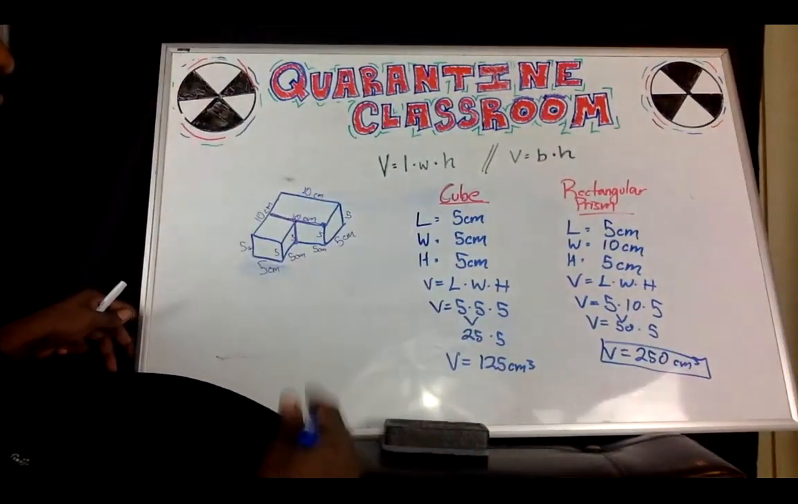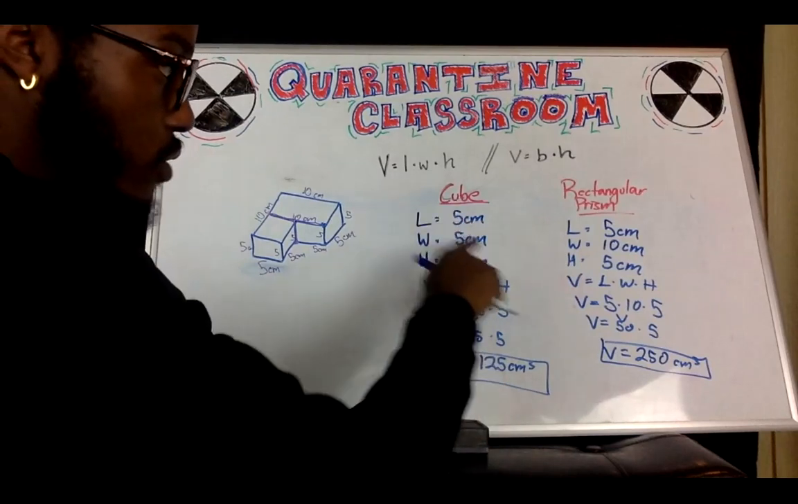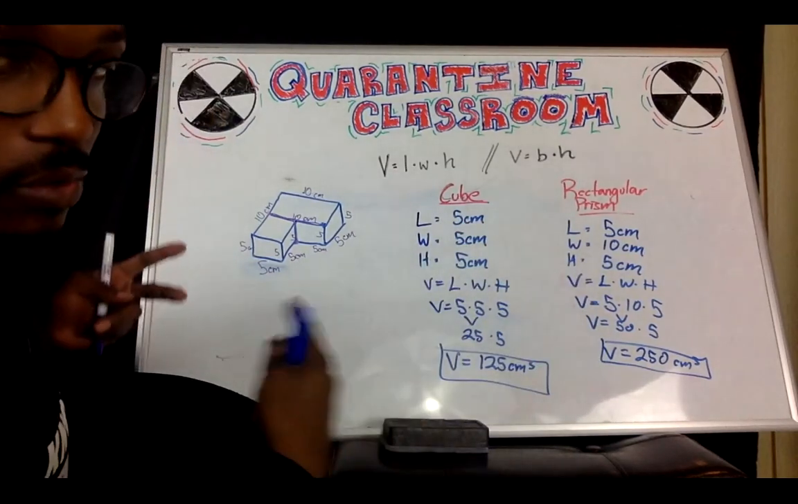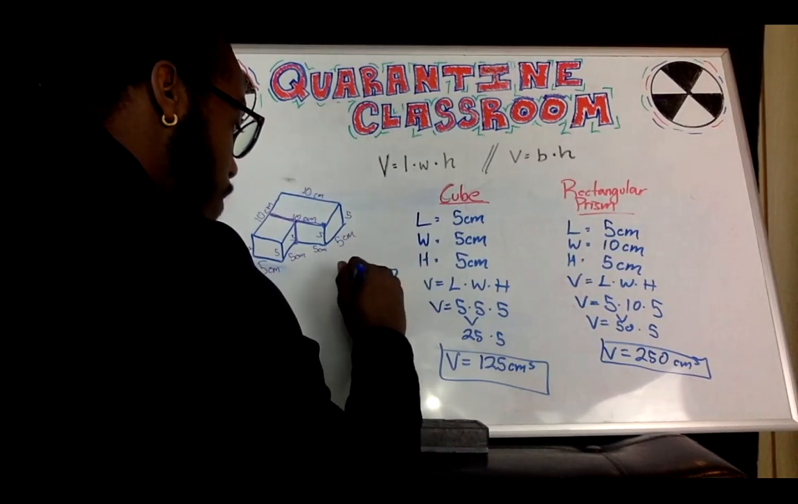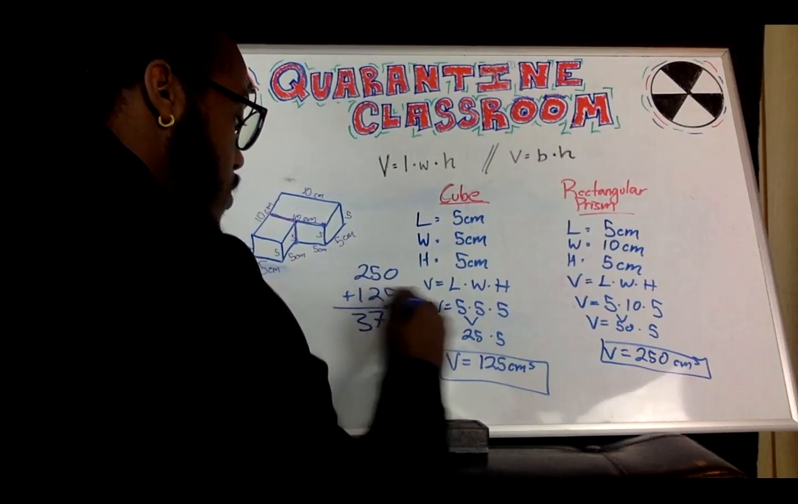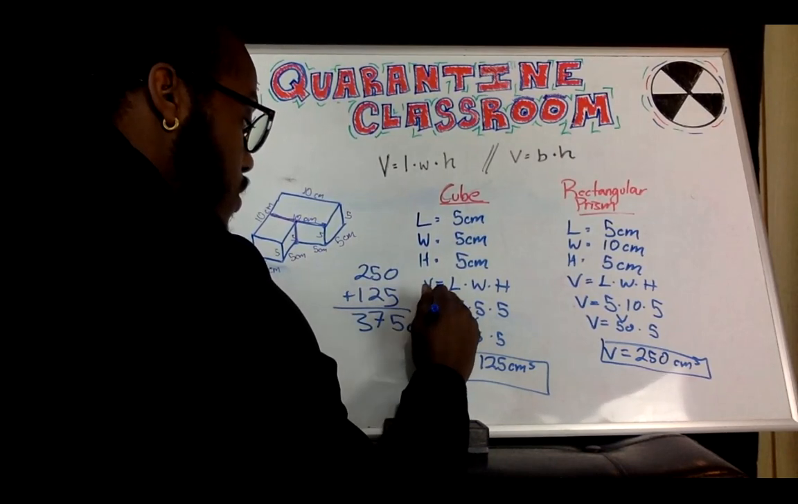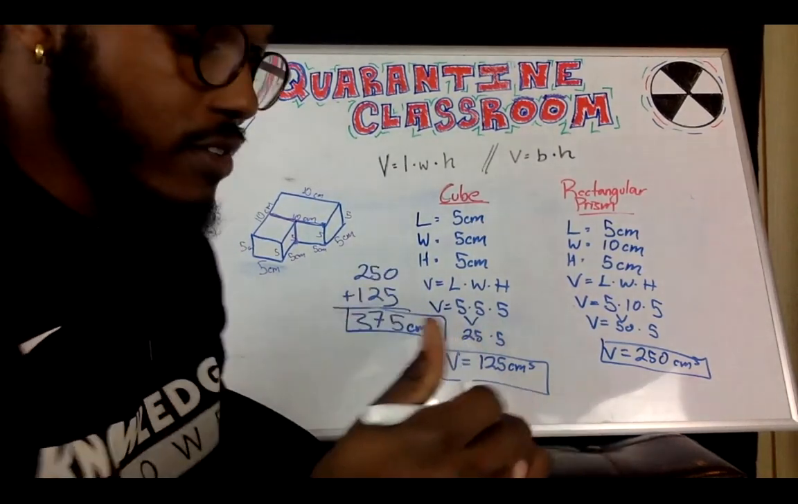And to make it all make sense in the end, once we have the volume for the cube and one for the rectangular prism, we just add them together. So I have 250 plus 125. That means that the entire irregular shape is 375 centimeters cubed.